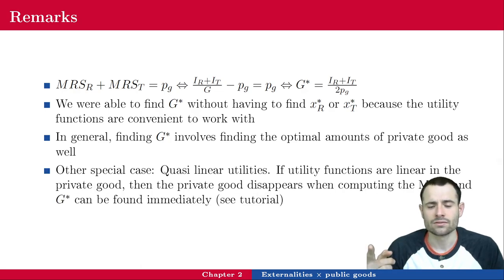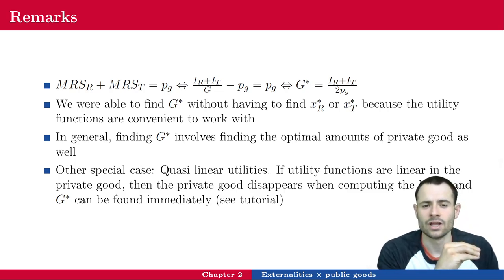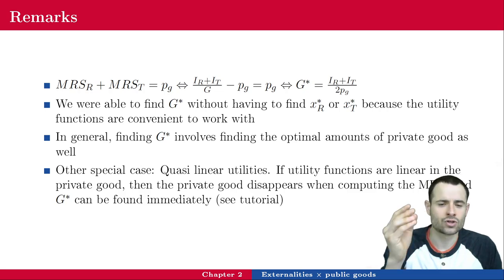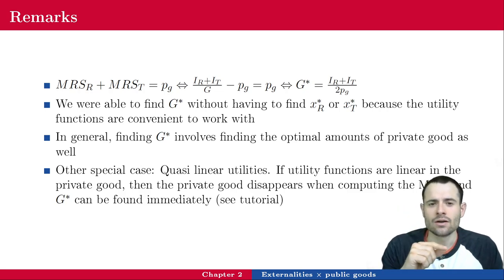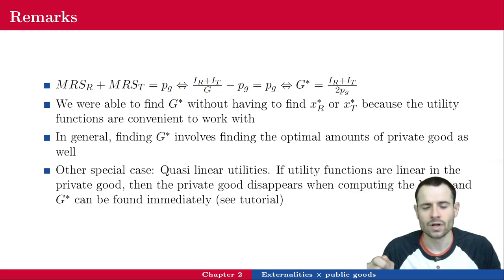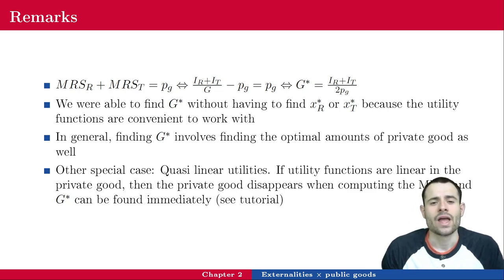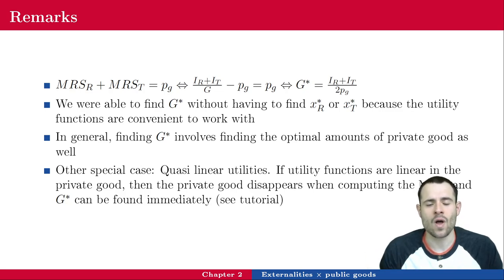Another special case is when utilities are quasi-linear. So, if utility functions are linear in the private good, imagine that the utility is equal to ln of G plus X. X here shows up linearly. When you take the marginal rate of substitution, then the derivative with respect to X would give you a 1. And so X will not even show up in the MRS.